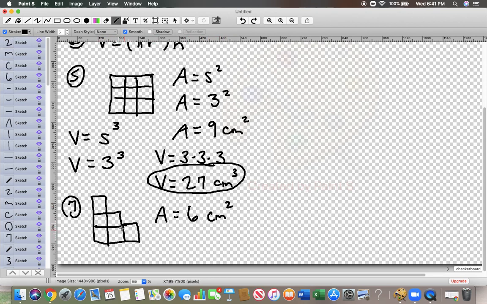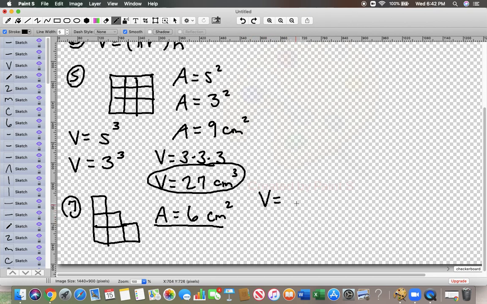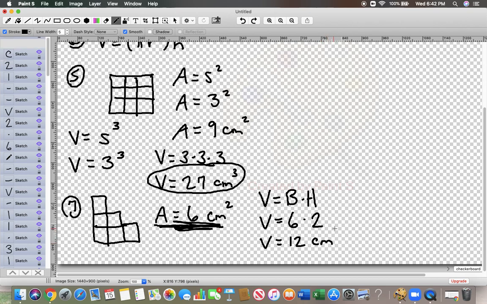Again, all I did was just count up how many. Remember, that's what area is. Area is how many square units are in a specific figure. But again, we're looking for the volume. Well, the volume of a figure is equivalent to the area of the base times the height. We just found this is the area of the base. That is 6. It tells us that the height is 2 centimeters, so the volume is equal to 12 centimeters cubed. That is your final answer.